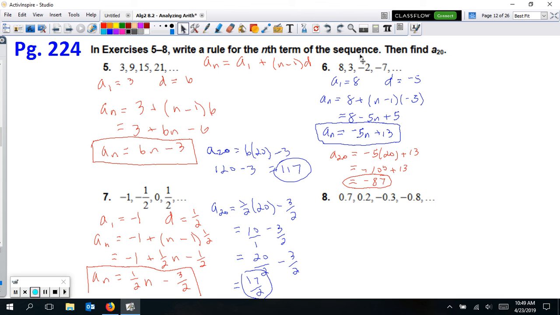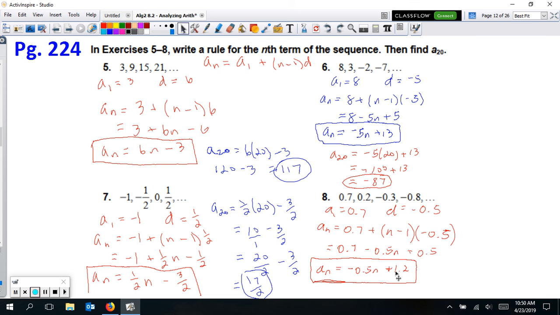And now we could say 0.7 on this next one is our first one. The common difference looks like I'm going down. They're going into the negative region, so negative 0.5 it looks like on this one. Negative 0.5, which is like a negative 1/2, but we'll use a decimal here. And then just plug everything into our formula. So the first term is 0.7 plus n minus 1 times our common difference. So we're going to get a negative 0.5n and then a positive 0.5 here. So our 0.7, negative 0.5n plus 0.5. So 0.7 and 0.5 would make a 1.2. So it's going to be negative 0.5n plus a 1.2 as our rule.